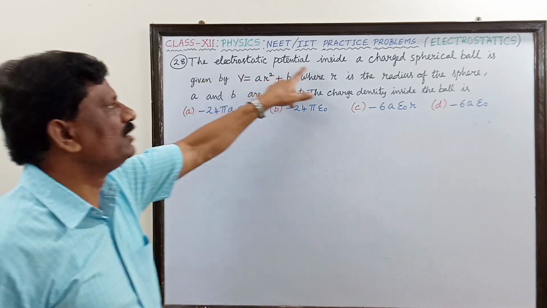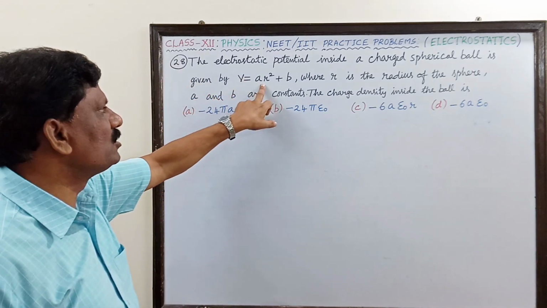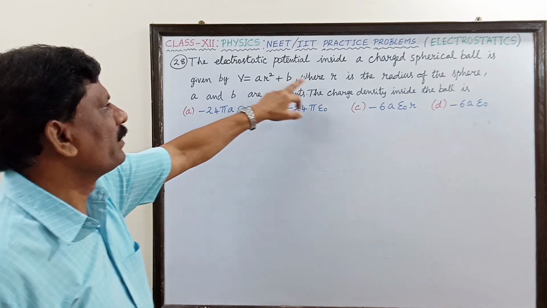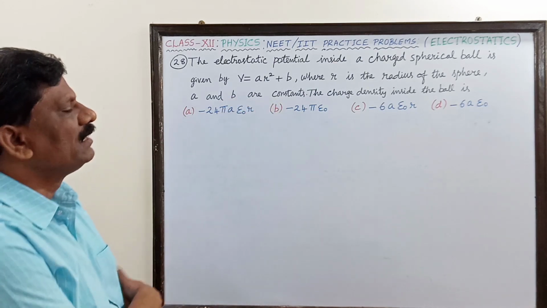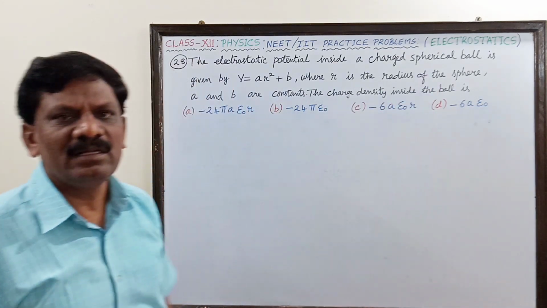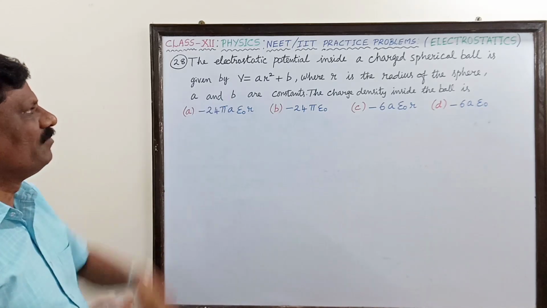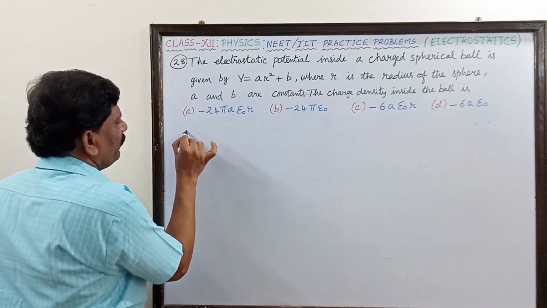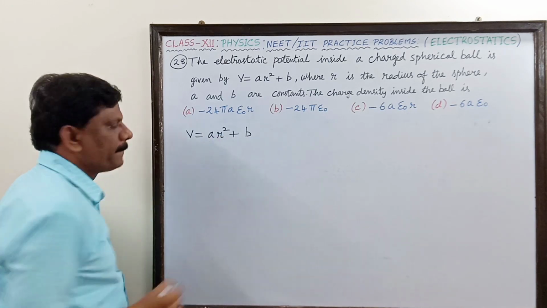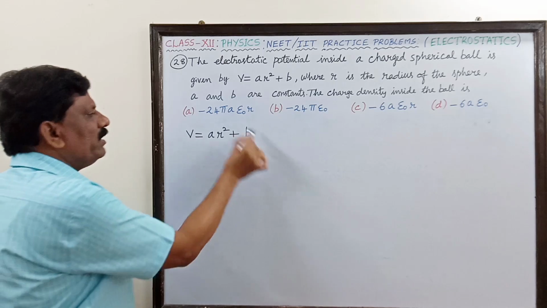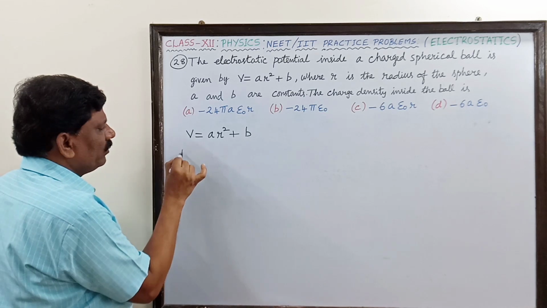The electrostatic potential inside a charged spherical ball is given by the expression V equal to AR square plus B, where R is the radius of the sphere, A and B are constants. The charge density inside the ball has to be determined. Now, the expression for the potential is given as V equal to AR square plus B. If you differentiate this potential with respect to the distance R, that will give you the electric field.